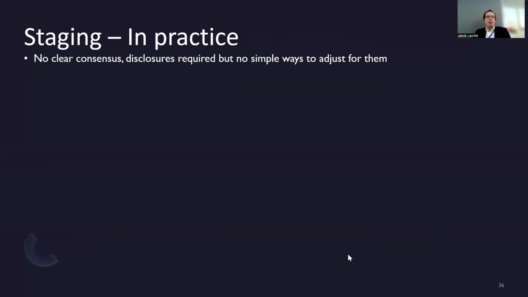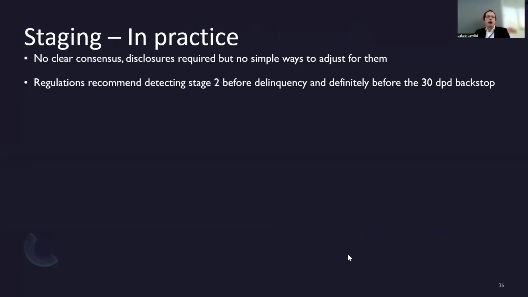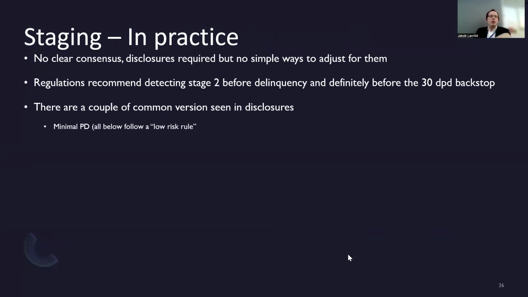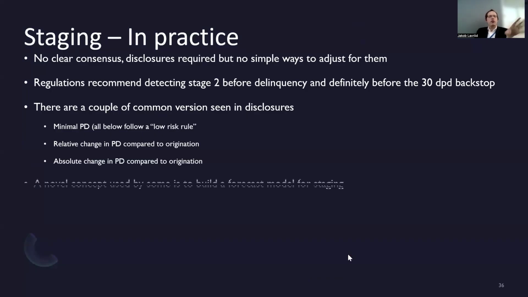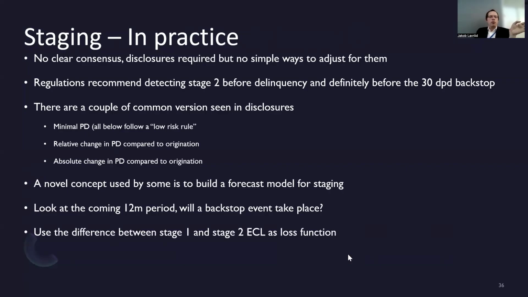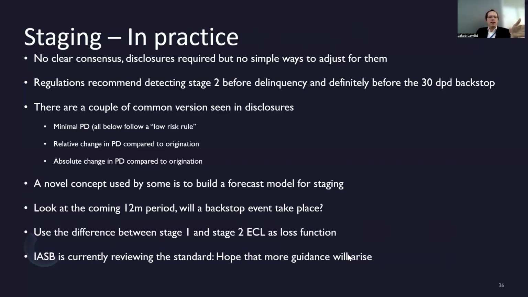And in practice, you tend to do all sorts of regulations that you use as a backstop. You typically try to identify it before delinquency. And what you tend to have is some sort of minimal PD. You tend to look at relative change, absolute change, and also do some sort of forecasting and similar.